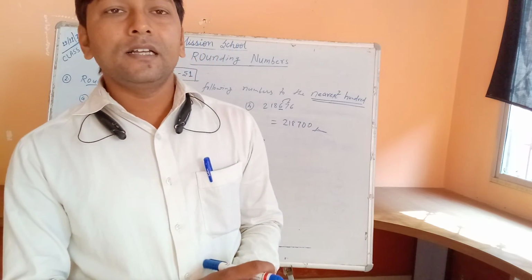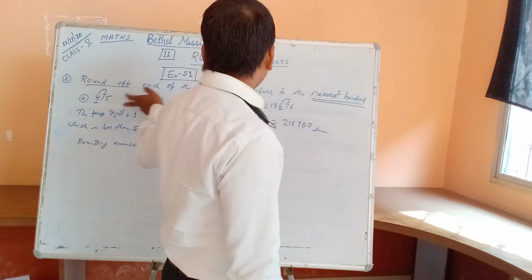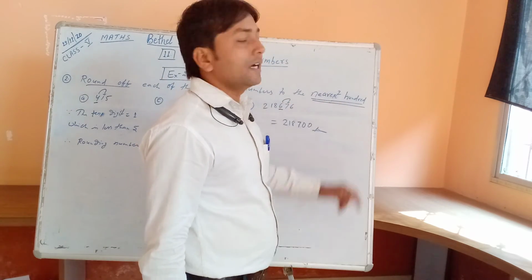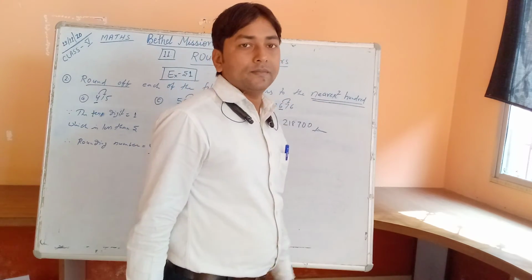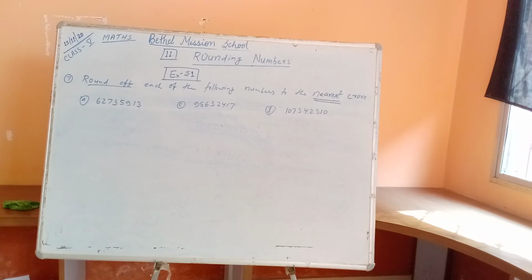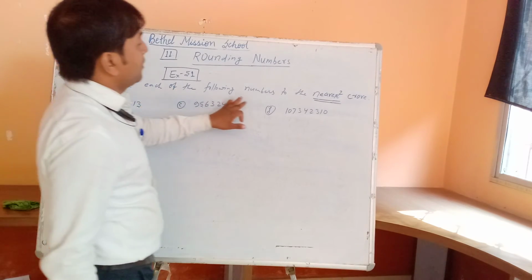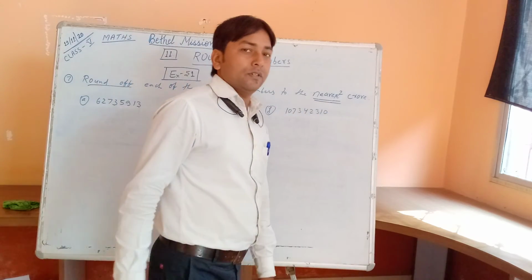Now I take the next. Now we learn rounding off to the nearest thousand. Now I have taken 7 number questions: round off each of the following numbers to the nearest crore. Okay.